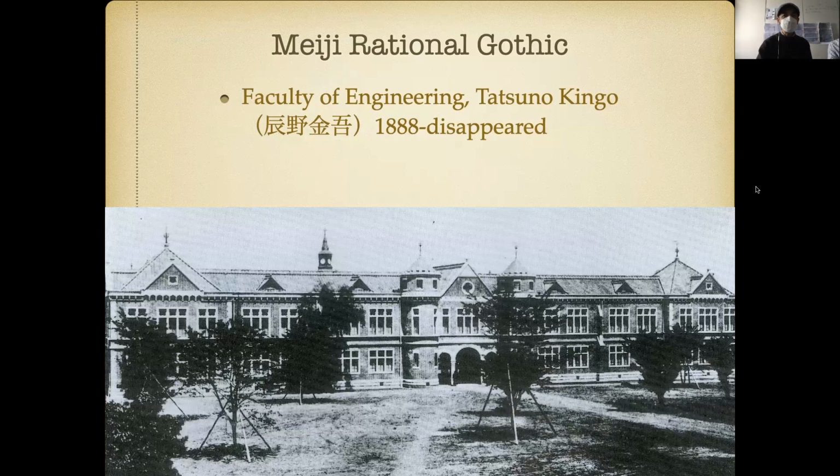Then Tatsuno Kingo is important because he really studied in Europe, but then he went back to Tokyo University and he studied with Condor, right? He was one of the most able, most famous. And his important work, he worked in Seoul. So he was so important that he was in charge of designing the Bank of Korea, the one we have in the south, right, near Namdaemun.